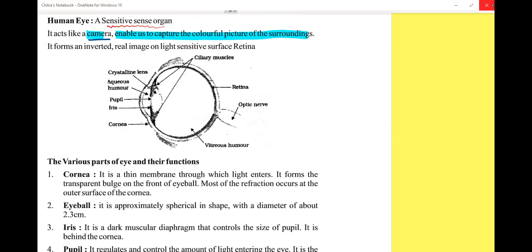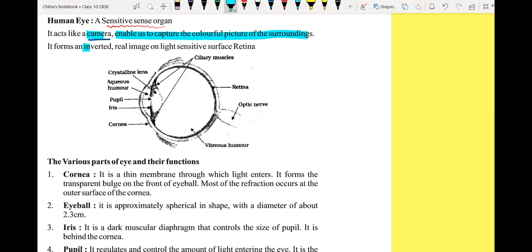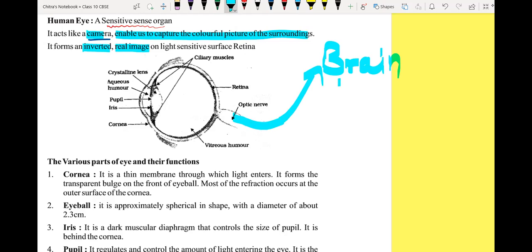On the retina the image formed is inverted and real, but those signals are sent to the brain by the nerve called the optic nerve. See, this is the optic nerve, by which it carries signals to the brain, and then the brain interprets the image.